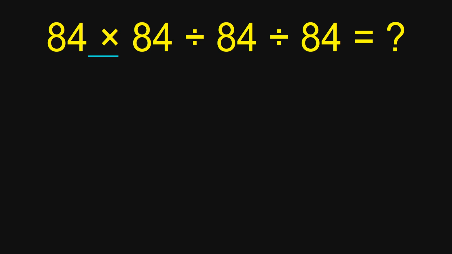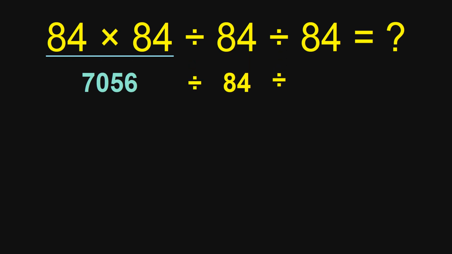So first we do this multiplication. We have 84 times 84, which equals 7,056. Rewrite our problem and we get 7,056 divided by 84 divided by 84.